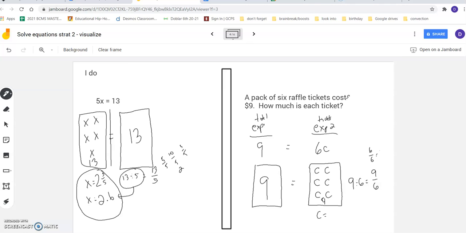6/6 makes 1, and there would be 3/6 left over. That is 1 and 3/6. Since it says cost, maybe better to do in dollars and cents. So if you did 9 divided by 6 in a calculator, I believe you would get $1.50. So that's how the visual strategy works.